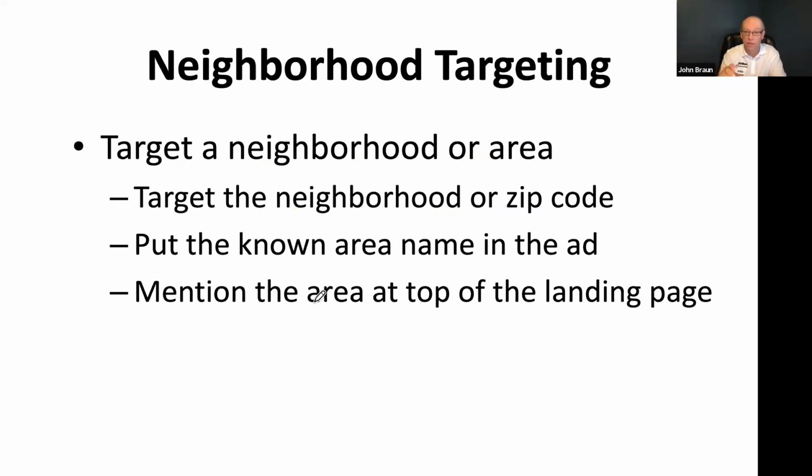And we're going to show you, again, when we get into that portion, specifically how to do that. Put the known area name in the ad. So if it's an ad for the Scenic Hills neighborhood, you're going to say Scenic Hills neighborhood cleaner in the ad. I'm going to show you an example of that in just a second, right? You're going to mention the area as well. You want to mention it at the top of the landing page that they go to.